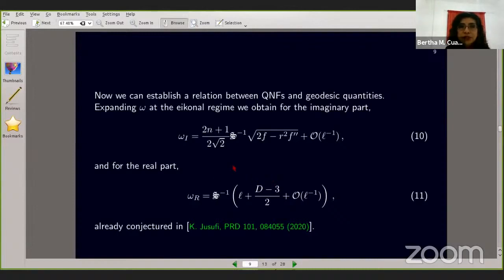And this relation has a contribution of the leading term and a first subleading term. This relation was conjectured by Yusufi in this paper published this year to the leading term. So now we proved this conjecture, and we also added this first order leading contribution. So now with this correspondence, we are going to show some examples in order to see if it is fulfilled by the class of spherically symmetric black holes that we are considering.